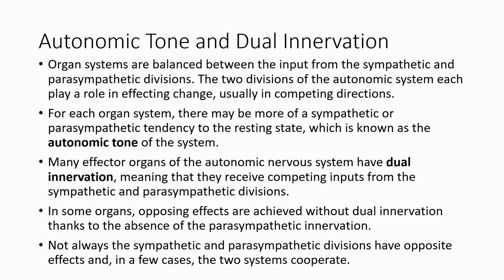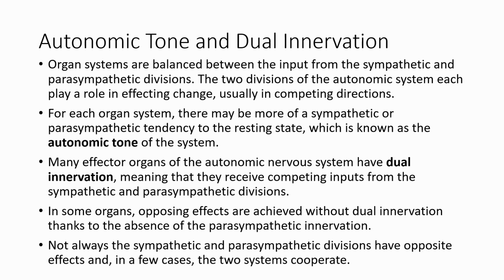And then a lot of the effector organs have dual innervation, meaning they're actually going to get information from both the sympathetic and the parasympathetic divisions. So they're getting competing signals, right? And it's kind of like who's going to win out, right? And that can shift depending on what's going on.